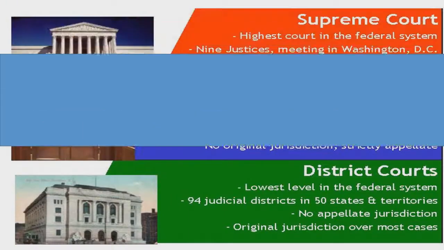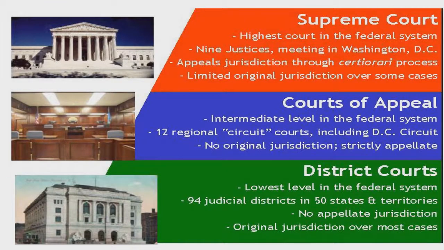So, first of all, the court system. At the bottom you have the district courts. This is the lowest level in the federal system. If you need to go to court for whatever reason, it will go to the district court first. Whether it's a trial, whether it's a civil issue, they are in the district courts.